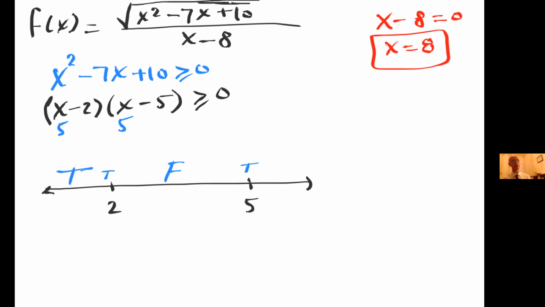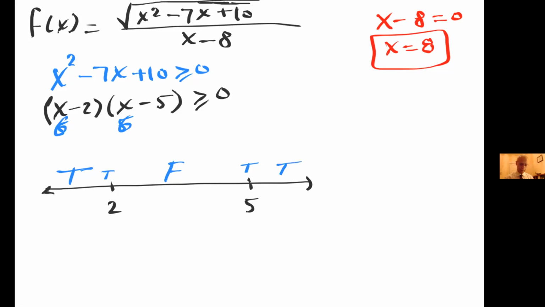And to the right of 5, let's say 6. If I plug in 6 for x, I get 6 − 2, which is 4, times 6 − 5, which is 1. So 4 times 1 is 4, and 4 is greater than or equal to 0, so true.